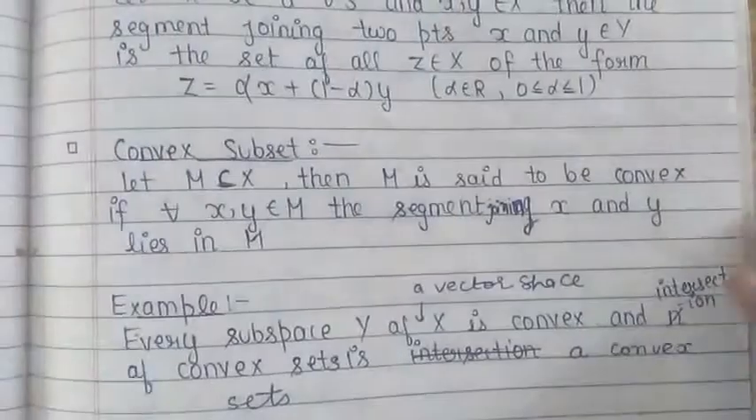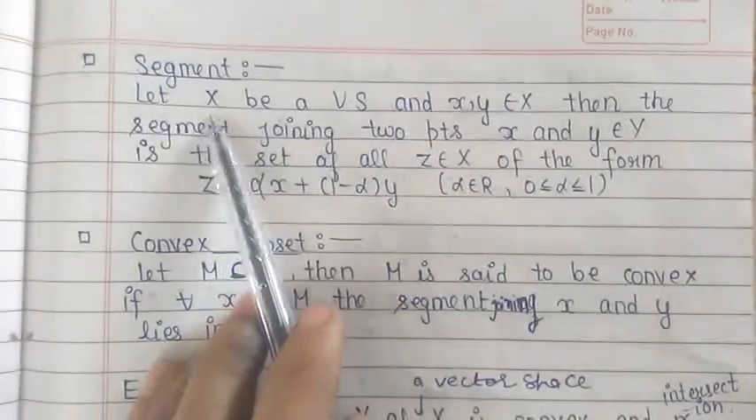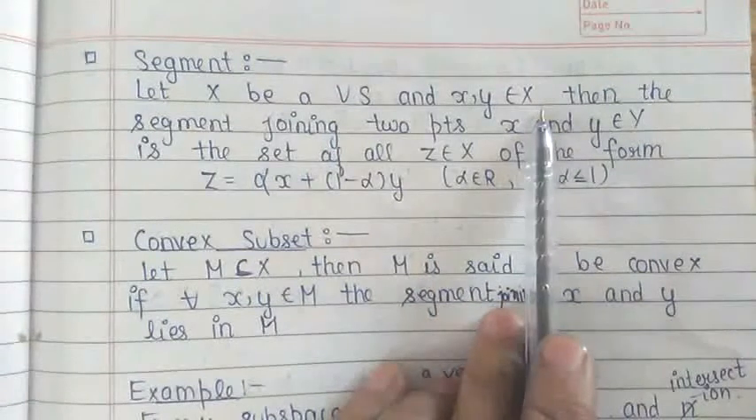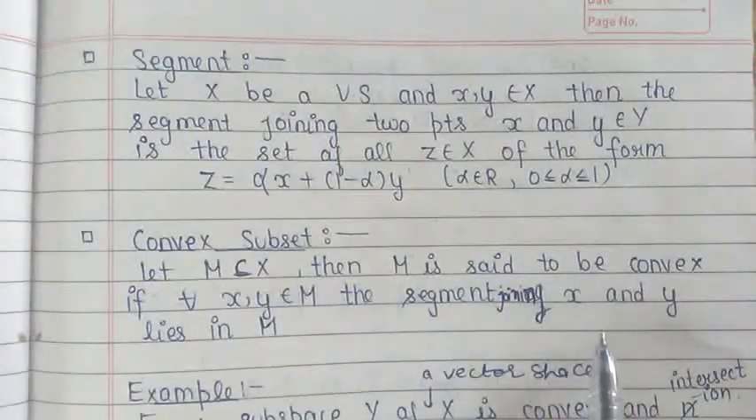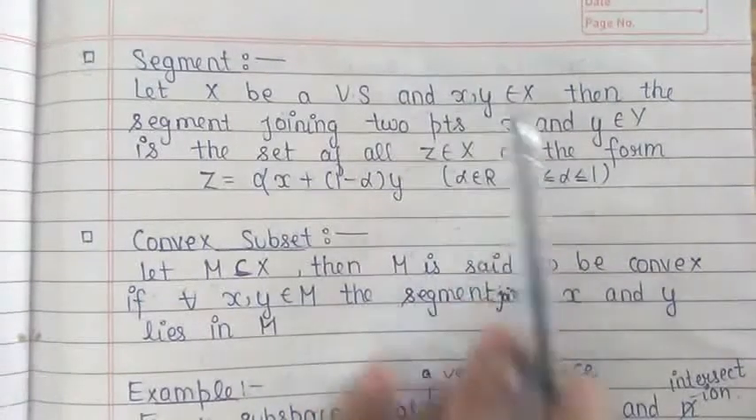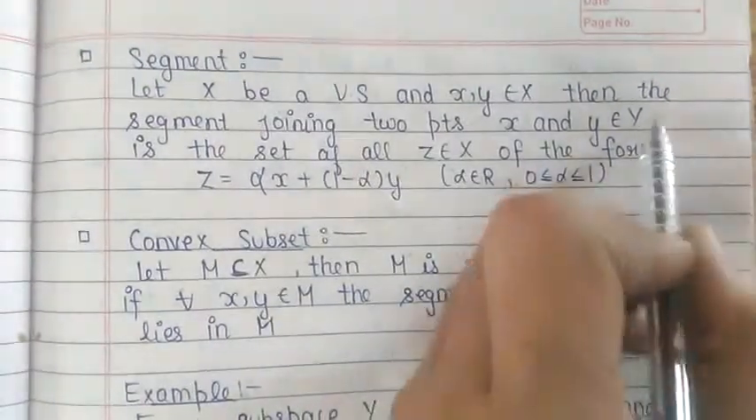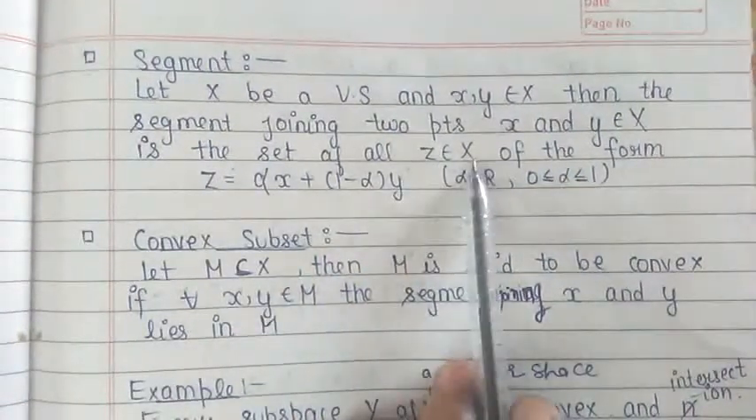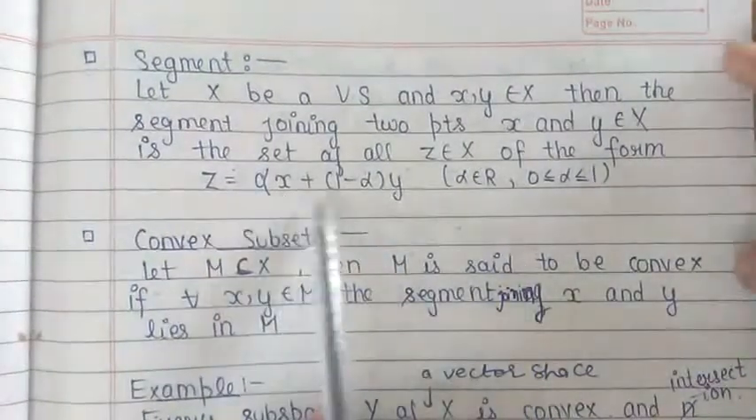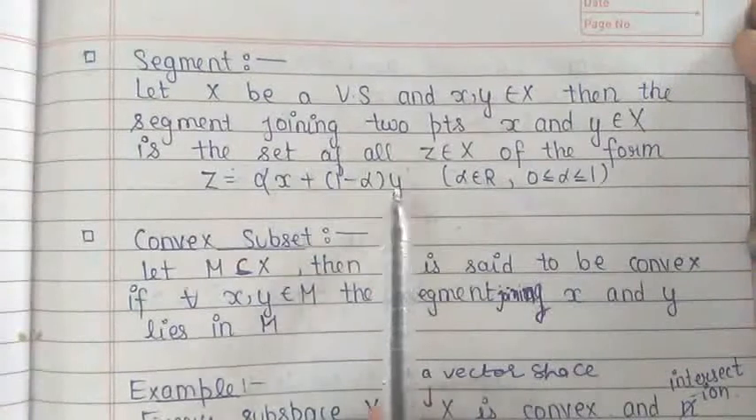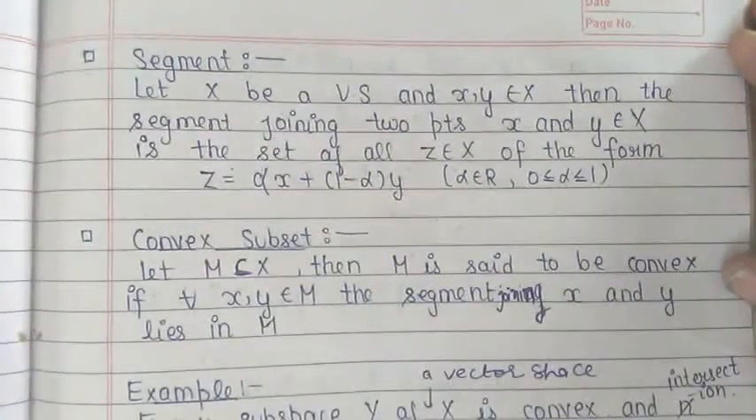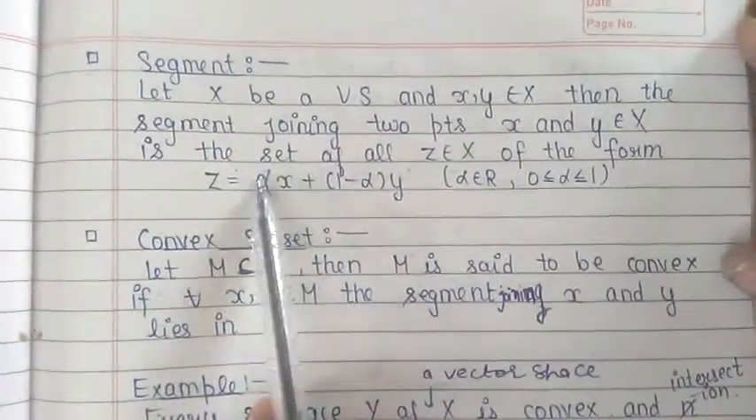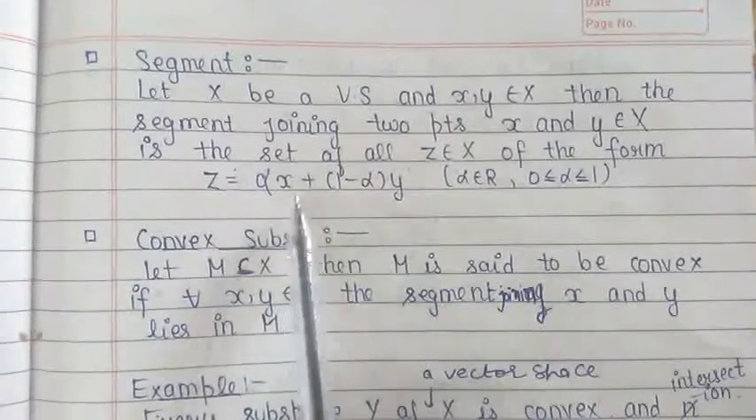Now the next definition is: what is a segment? If we take a vector space X and we take two elements x and y belonging to this vector space, then the segment joining the two elements x and y is the set of all those elements belonging to X which are of this form: alpha x plus (1 minus alpha) y, where alpha is a real number and alpha belongs to the closed interval 0 to 1. So this kind of elements form a segment.